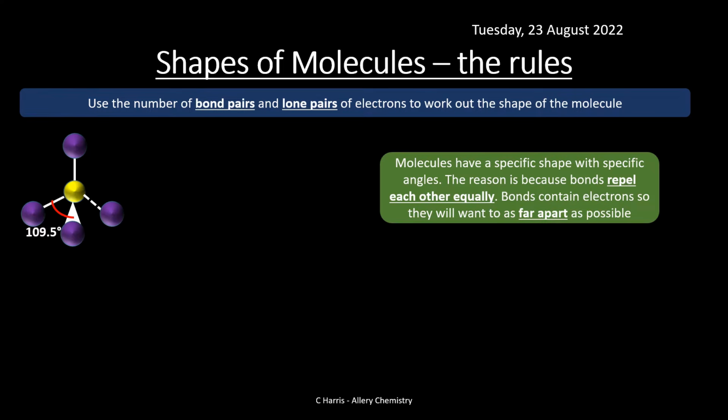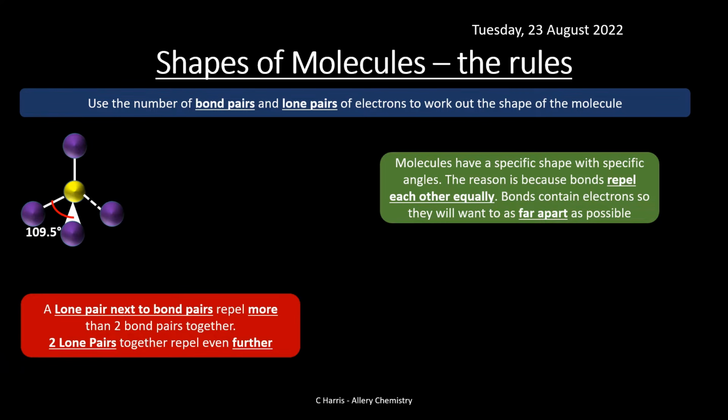Remember, in a bond you have shared electrons, and electrons in that sharing mechanism don't want to be near other shared electrons. They try to repel themselves as much as they possibly can, and that gives rise to a shape, particularly if you've got a molecule with multiple different bonds. Each one has a shared pair of electrons, but they're going to try and repel each other in three-dimensional space. A lone pair next to a bond pair repels more than two bond pairs together, and two lone pairs together repel even further.